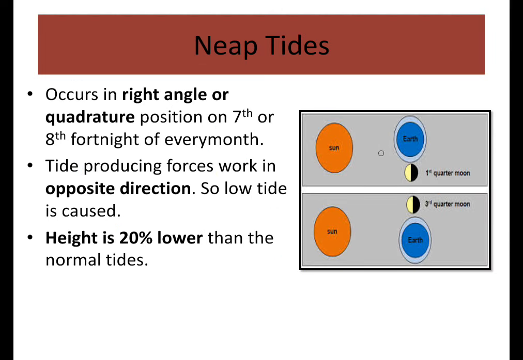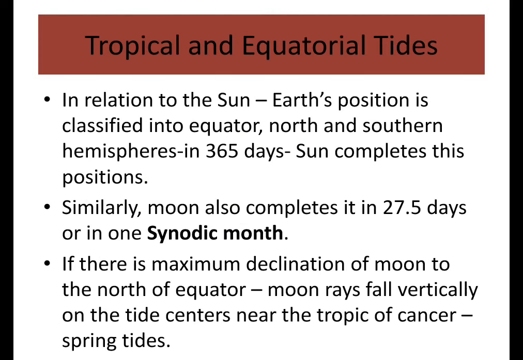And neap tides, we know that they occur when the bodies are at a right angle, or in a perpendicular position to the earth. This position is also called the quadrature position, and it occurs on the 7th or 8th day of every fortnight. Tide producing forces work in opposite directions, because this is working like this and this is working like this. So a low tide is caused, and the height of the tide is 20% lower than the normal tides.